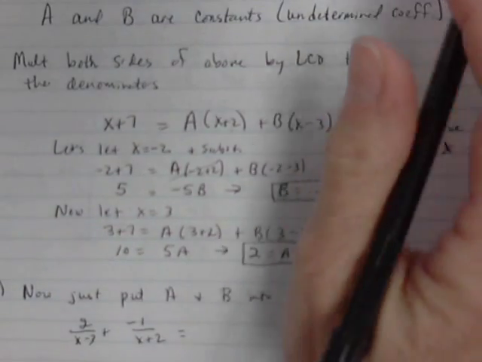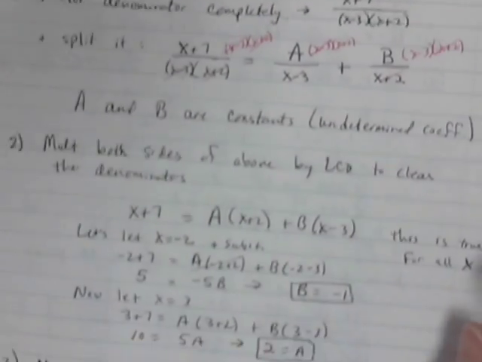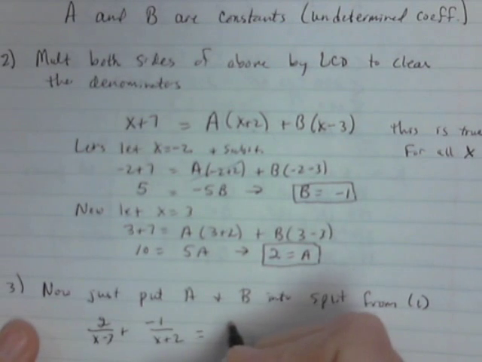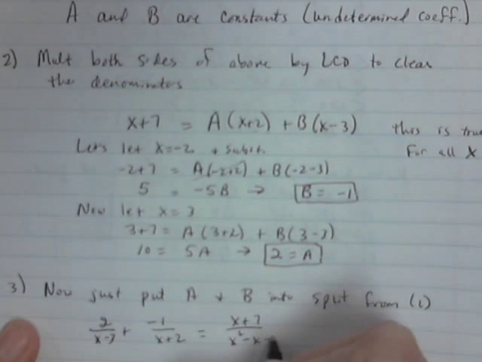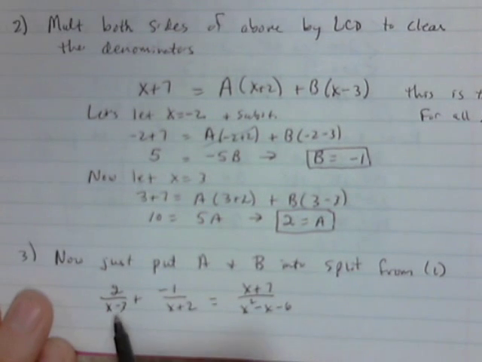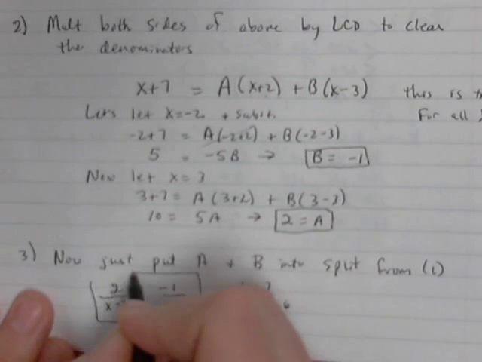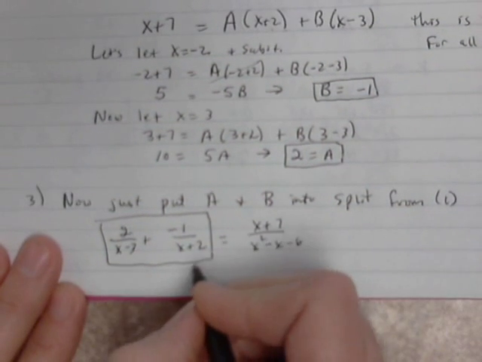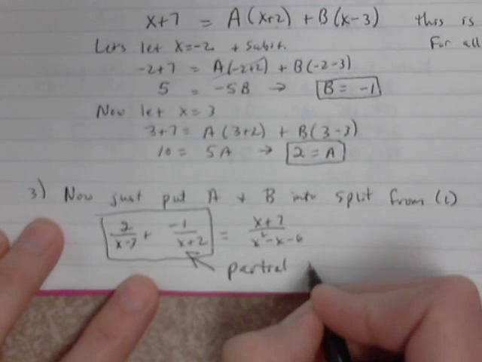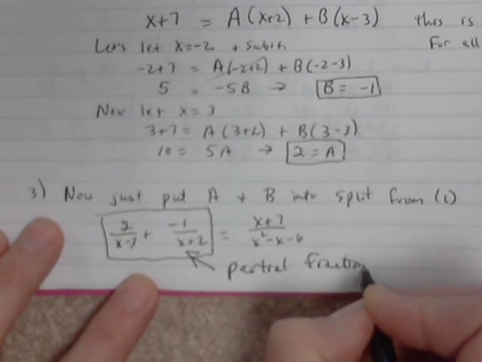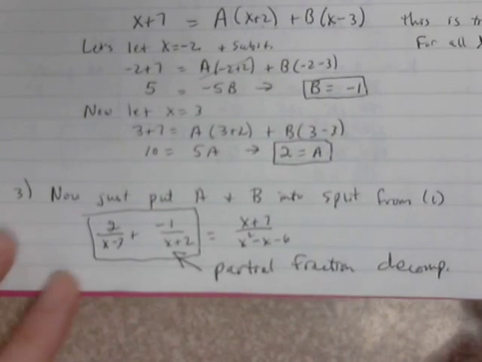That is equal to what I originally gave you as a problem to decompose: x plus 7 over x squared minus x minus 6. And we've already done this addition from the very beginning, so we know this is the partial fraction decomposition. So we call that partial fraction decomp. And we're done with that problem.